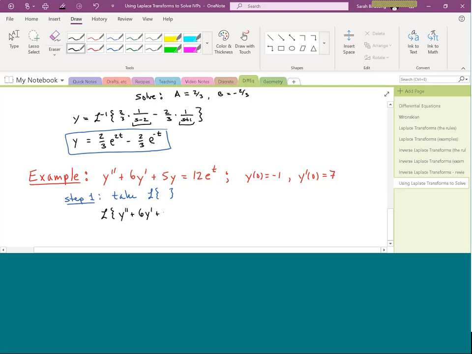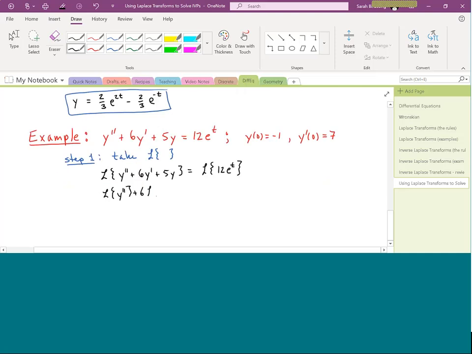So this is where we're going to get into things that are different from the homogeneous example we did last example. So here we're looking at the Laplace transform of the second derivative plus 6 times the Laplace transform of the first derivative plus 5 times the regular old Laplace transform of your solution y. Then when you take the Laplace transform of 12e to the t, you have 12 times 1 over s minus 1. Do a quick double check, make sure I didn't mess up that formula.